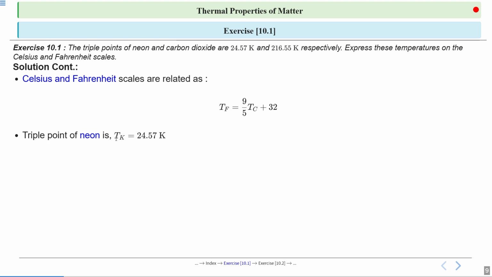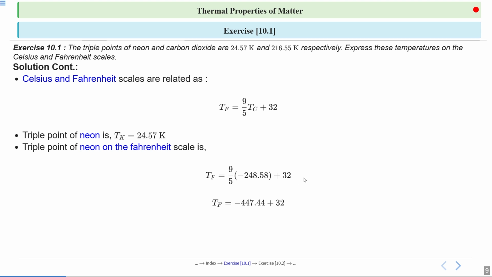So the triple point of neon is given, that is 24.57 Kelvin. So the triple point of neon on the Fahrenheit scale is 9/5 into the temperature in degrees Celsius, that is minus 248.58, plus 32. So when we solve this, you will get minus 447.44 plus 32. So after addition, you will get minus 415.44 degrees Fahrenheit. All right.